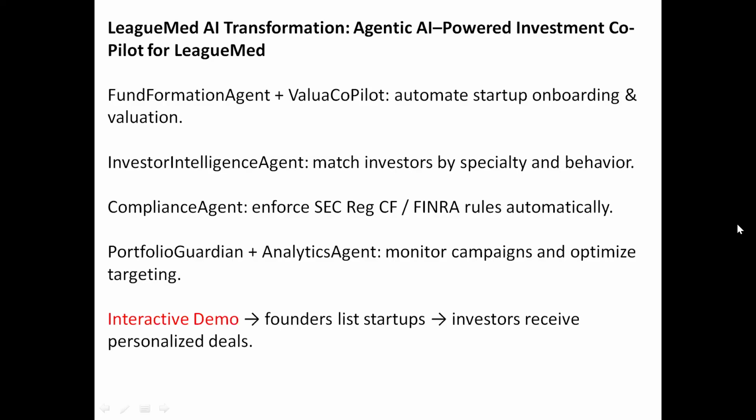To address the different challenges, I developed different types of AI agents, agentic AI. Each name is very intuitive because I just used their roles, right? There is a fund formation agent, a valuation profile agent, looking at the valuation, and an investor intelligence agent, looking at the investors. I also considered what kind of law is needed.